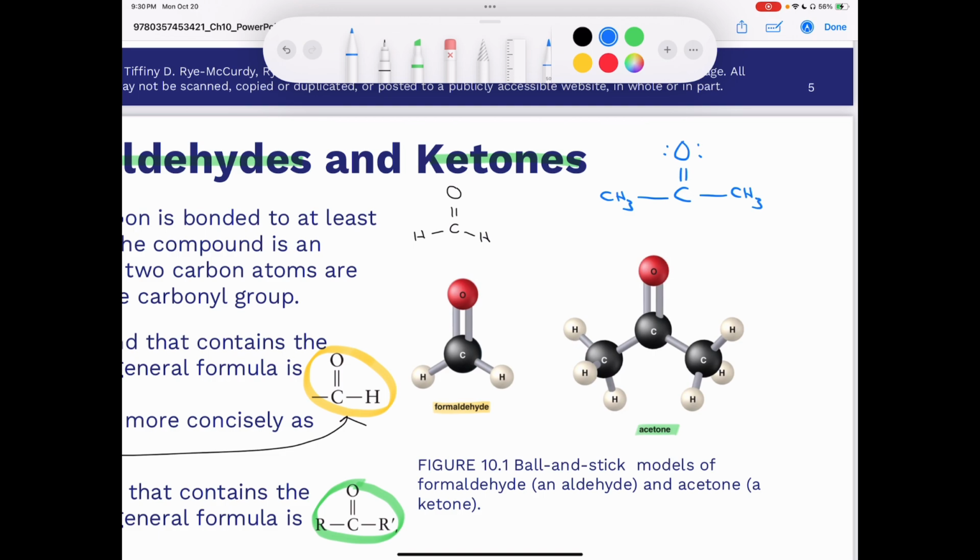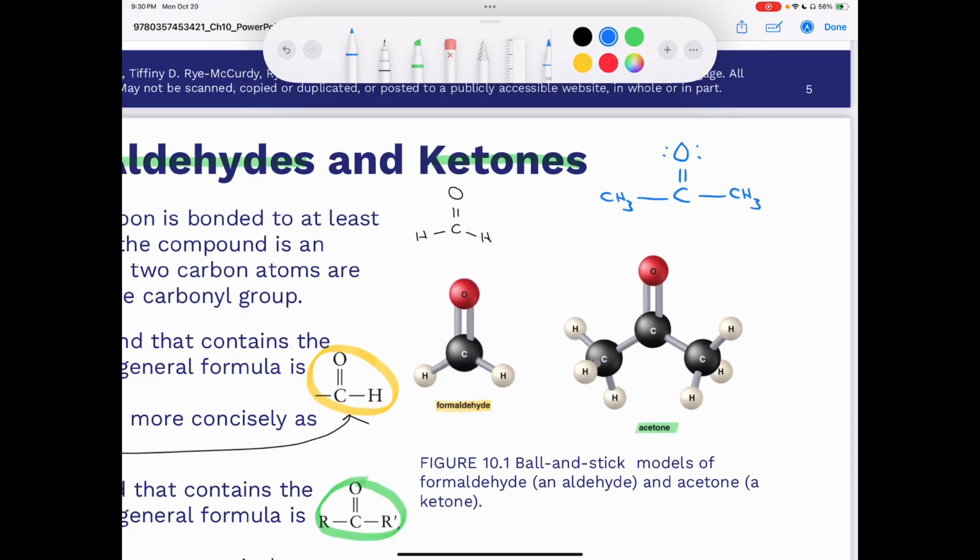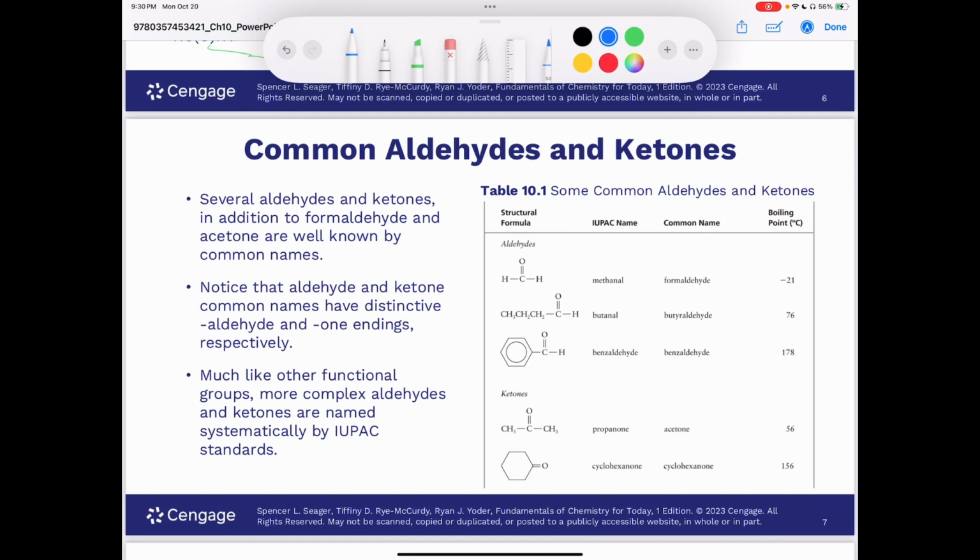And again, formaldehyde is the simplest aldehyde we could have, and acetone is the simplest possible ketone that we could have. Now, here are some more common aldehydes and ketones. So it says here that several aldehydes and ketones, in addition to formaldehyde and acetone, are well known by their common names.